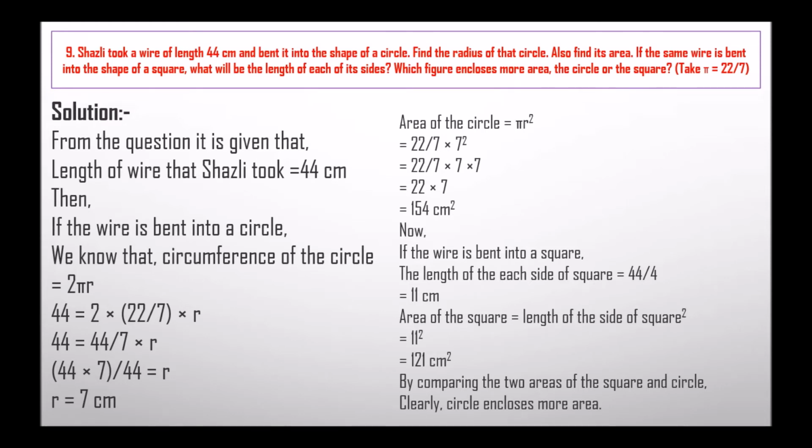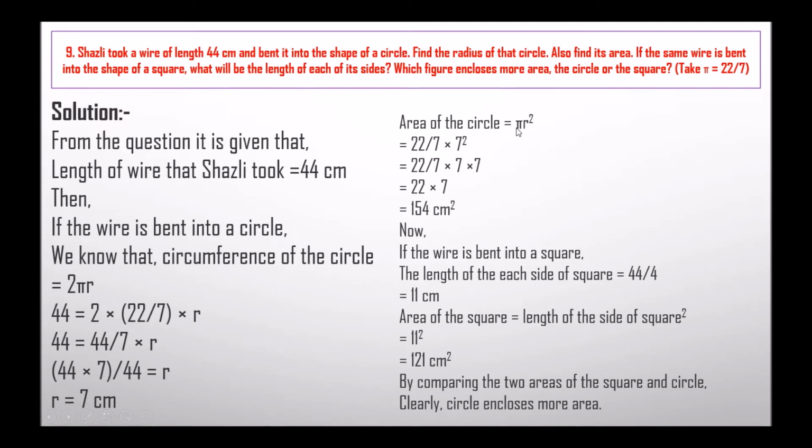Length is given 44 centimeter. If the wire is bent into a circle, the circumference of a circle is 2 pi r. So 44 equals 2 into 22 upon 7 into r. So 44 equals 44 upon 7 into r. So 44 into 7 upon 44 equals r. So r equals 7 centimeter.